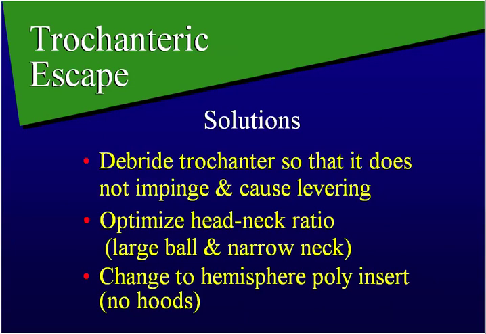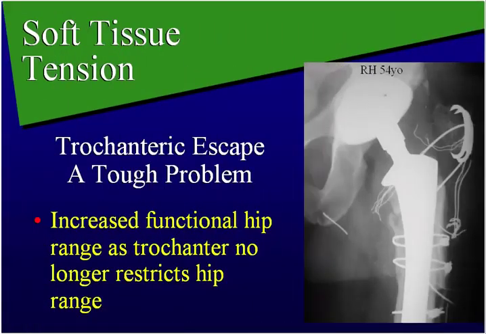So here's a case of trochanteric escape. I debrided that area and it dislocated even with the debridement, and that was revised to a constrained liner.